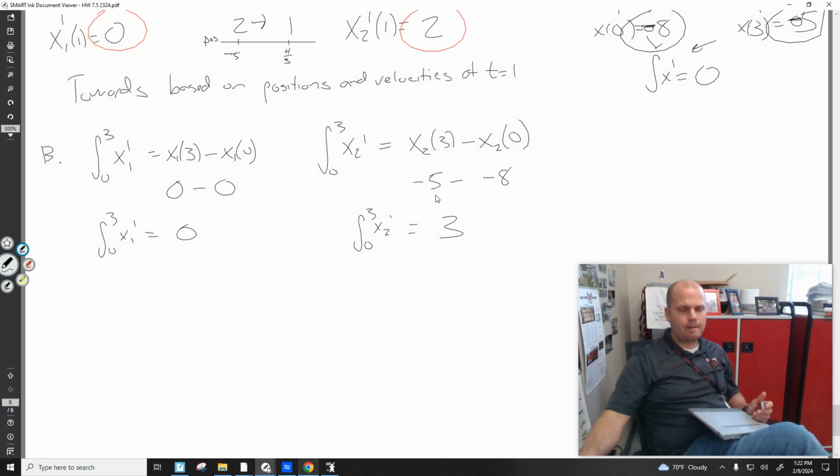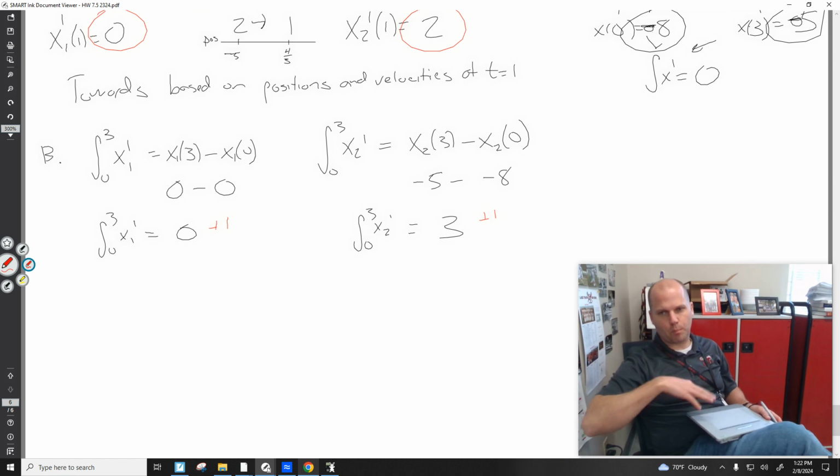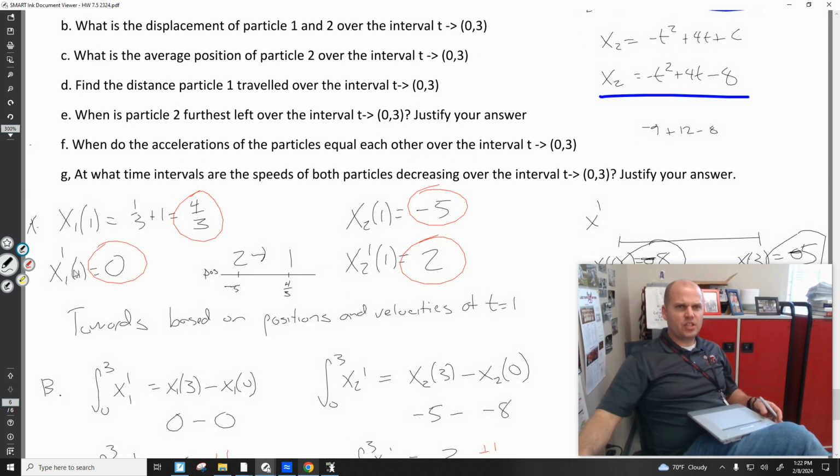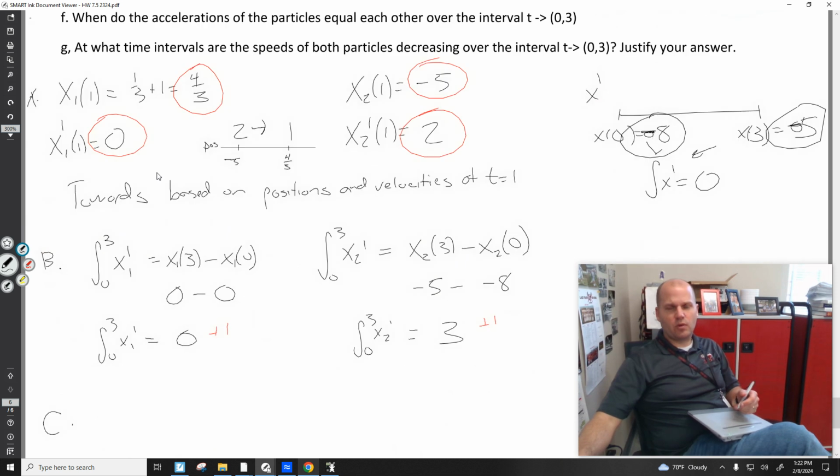Good. 1 point for this one, 1 point for this one probably. This is probably worth 2 points. We have more points than we know how to do here, but I'm just giving you all the different types of questions you can have. Part C, what is the average position of particle 2 over the interval 0 to 3?